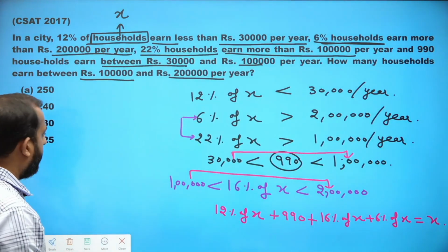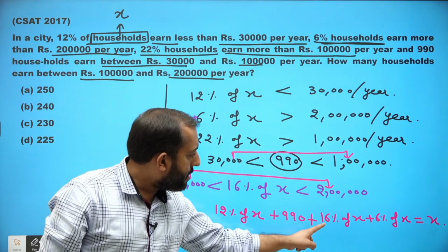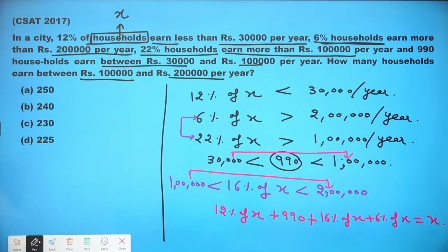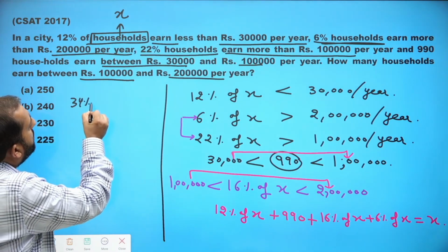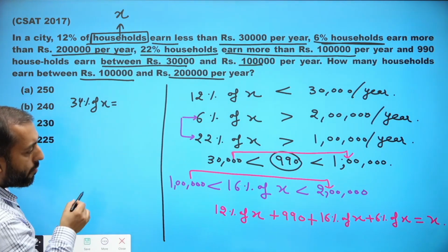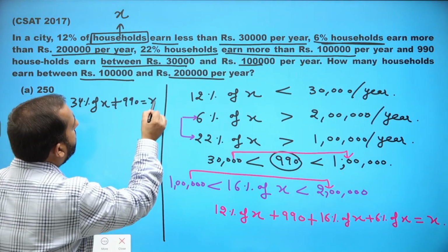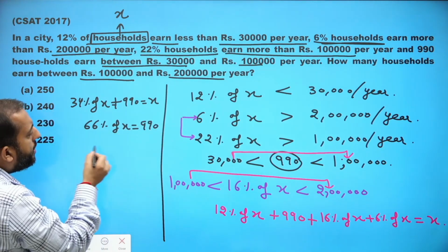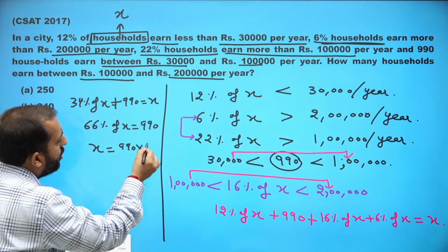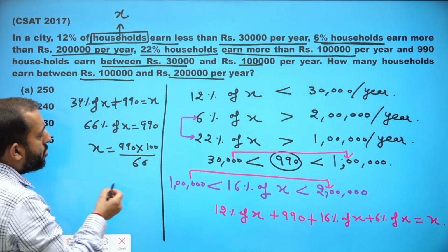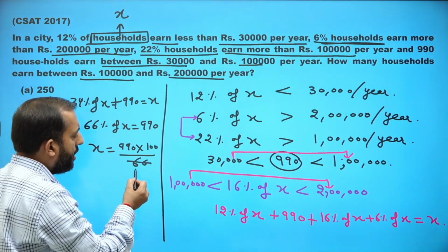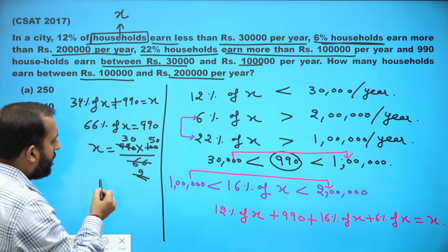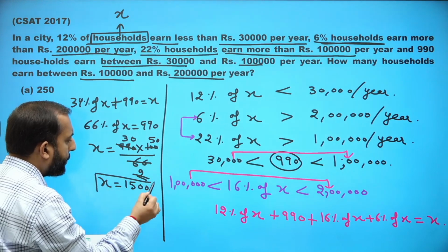Now if we solve this, 12 plus 16 is what? 28. And 28 and 6 is what? 34. So it becomes 34% of X plus 990 is equal to X, and if we solve this further, it comes out to be 66% of X is 990. So from here, X comes out to be equal to 990 into 100 upon 66. So we can cancel it out with the 3 directly. 33 2s are 66, 33 3s are 99, so 250. So X comes out to be equal to what? 1500. Kindly note it down.